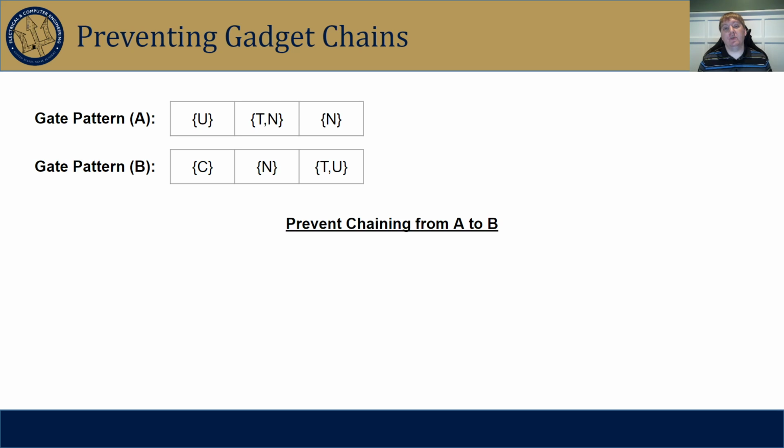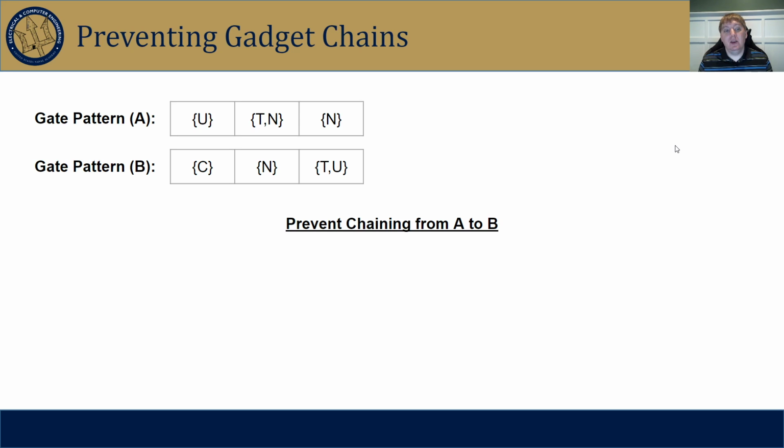So we want to ensure that if we have one indirect branch A and another indirect branch B, that we can't chain from branch A to B unless that chain is required by the application's control flow. So if we do have one indirect branch that calls another indirect branch, we want to make sure that that can happen at runtime. But if we don't have that requirement from the application, we want to ensure that there is no gadget chaining from A to B. So how do we do this?